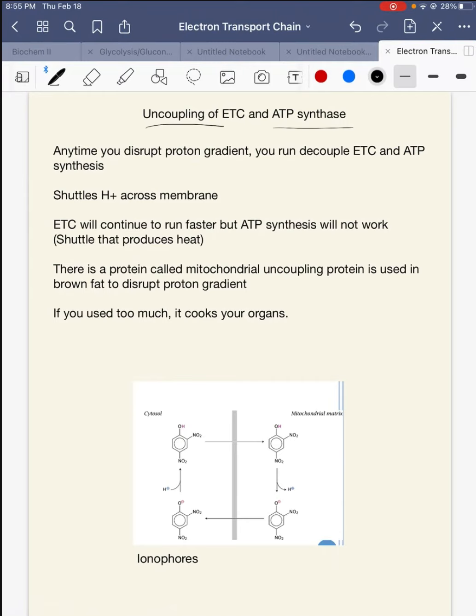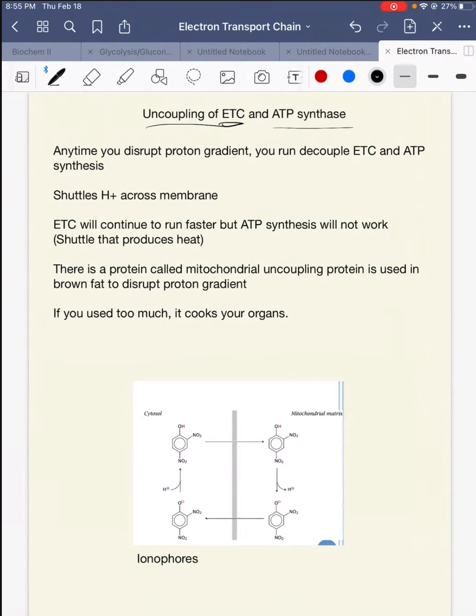So I think I told a couple people that when you uncouple ETC and ATP synthase, you will have reduced oxygen consumption, that ETC would run slower. That's actually wrong. I apologize if I told you this. If you're listening to this, if you can go back and switch your answer, that would probably be better. Because what happens is when we uncouple ETC and ATP synthase, ETC actually runs faster. And I'll explain that in a second.